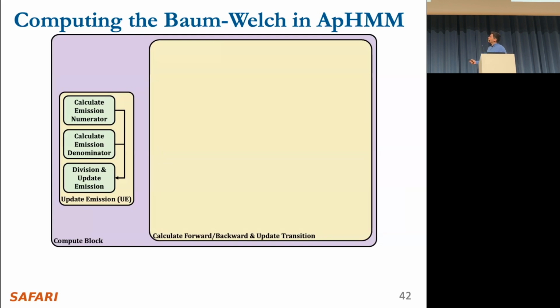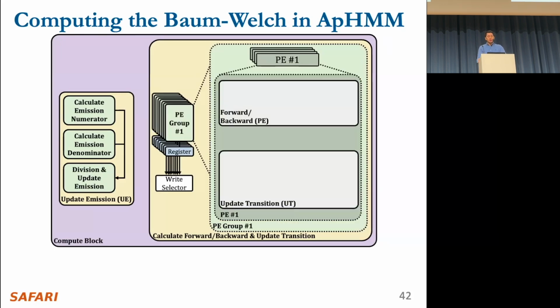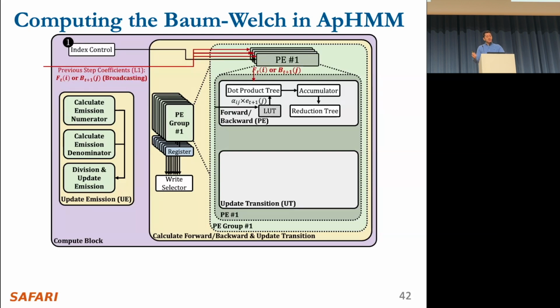And if you look more closely at the compute block, what it does is that it performs the forward, backward values and updating the transition values in one large module, and updating the emission probabilities is done in another module over here. And here we have several processing element groups. Each of them includes 4 processing elements, and each of them is responsible for calculating forward, backward values and also updating the transitions. So we have these units that can do the computation accurately and receive the data off chip.